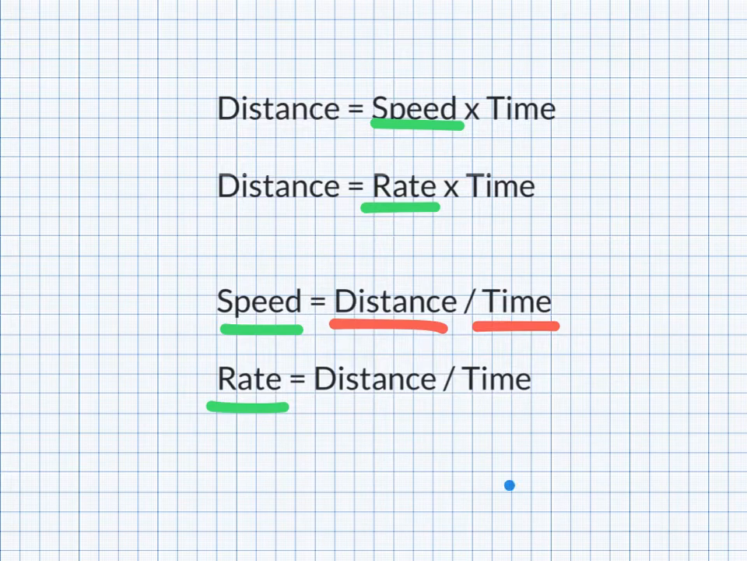Now, the way you remember this is from DIRT, D-R-T, dirt. So if you can't remember the formula, if you think of dirt, it's D equals R times T, dirt.